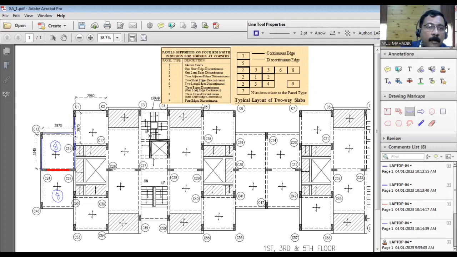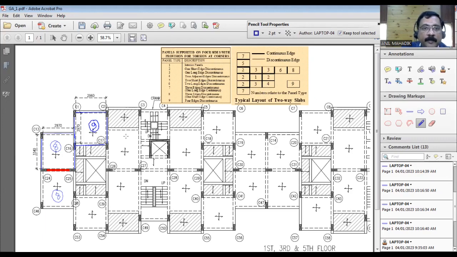Okay. Discontinuous. Then again, this one is discontinuous. Here also you can see there is a sunk here, so it is also discontinuous. And here also there is a sunk, so it will be again discontinuous. So all edges are discontinuous in this case. So we can say it is a simply supported slab on all edges. Simply supported means case number 9, right? So 9 will be the case for this slab.